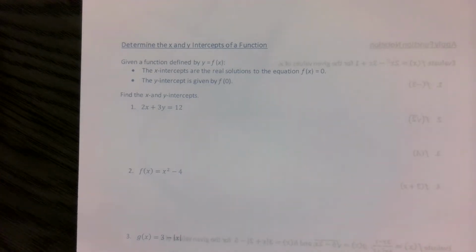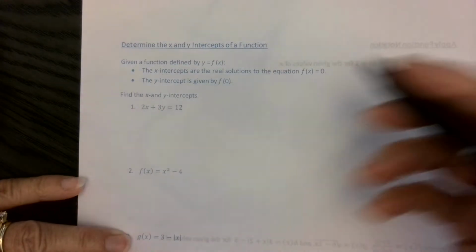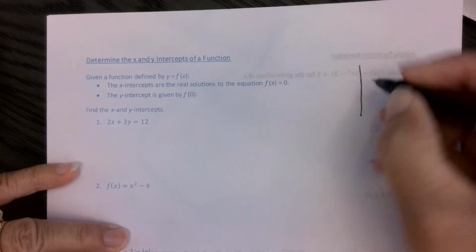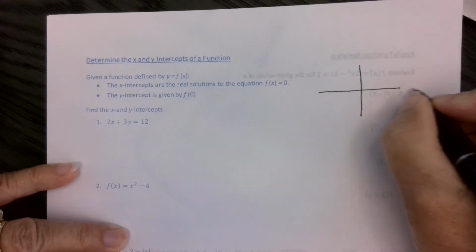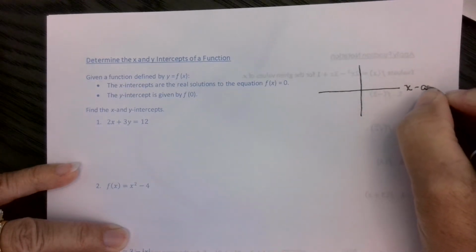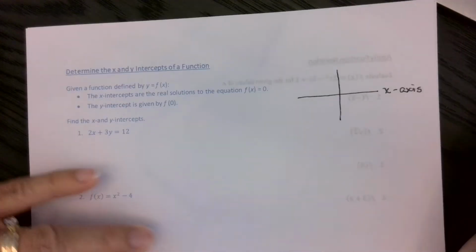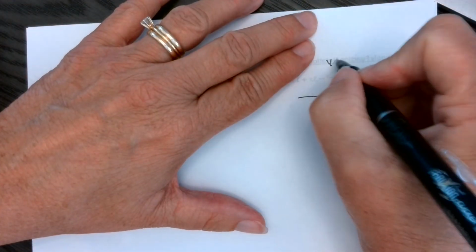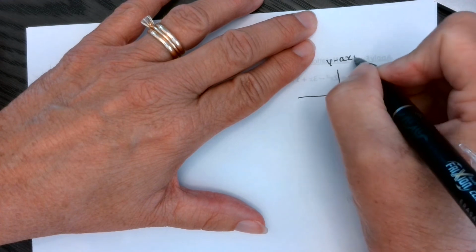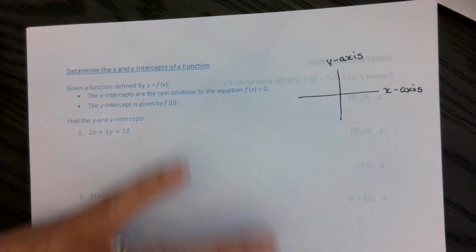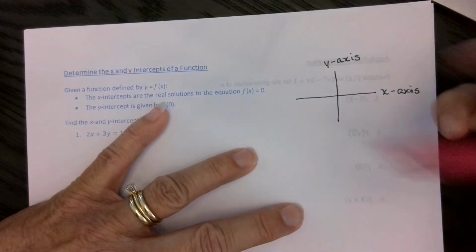Right, and I kind of started this on Friday. You're going to find your x and your y intercepts. First of all, this is your x-axis. And I didn't talk about this. And this is your y-axis, because we kind of assume you know this. And let's say you have some graph that looks like this.